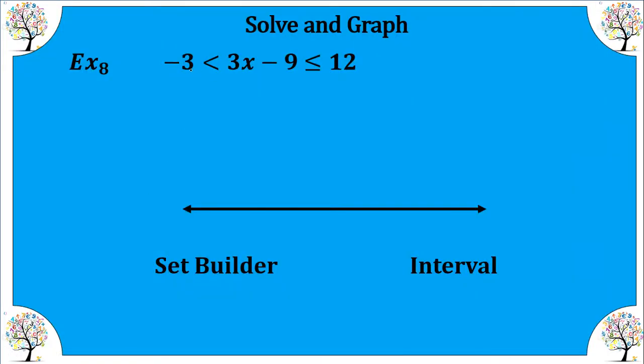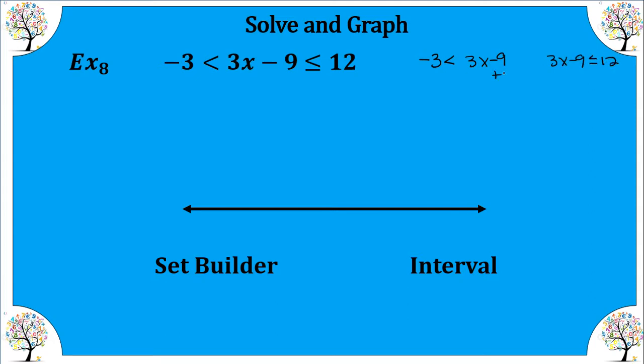Okay, here we have negative 3 is less than 3x minus 9, and 3x minus 9 is less than or equal to 12. So you can solve it just as you see it, where whatever we do to the middle, you're going to do to the left side, and then you're going to do to the right side. Or you can break this down into two separate inequalities. So let me show this. We can have negative 3 is less than 3x minus 9. And then we would have 3x minus 9 is less than or equal to 12.